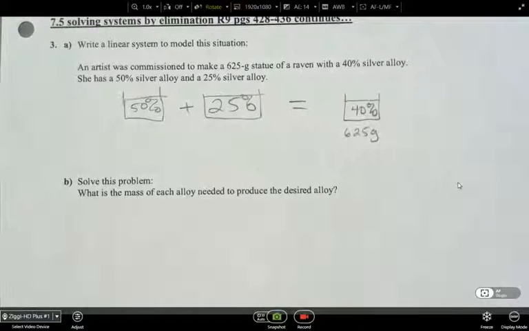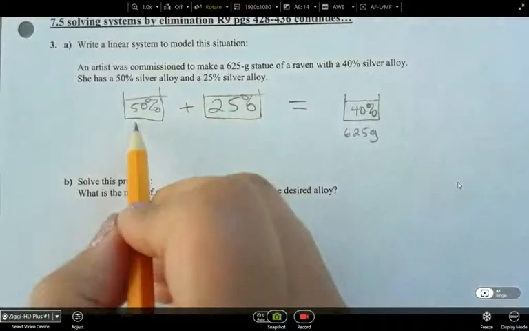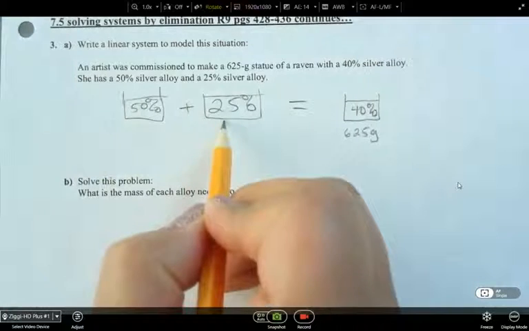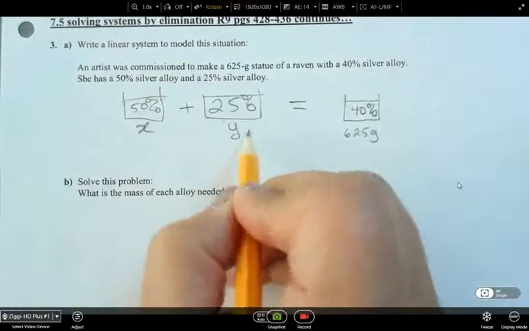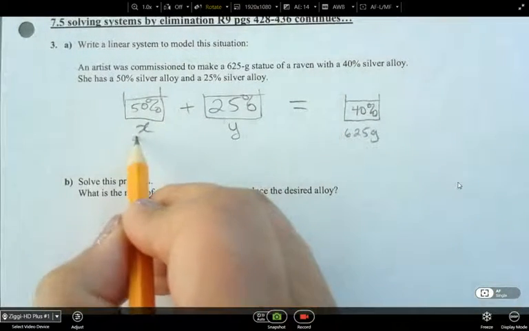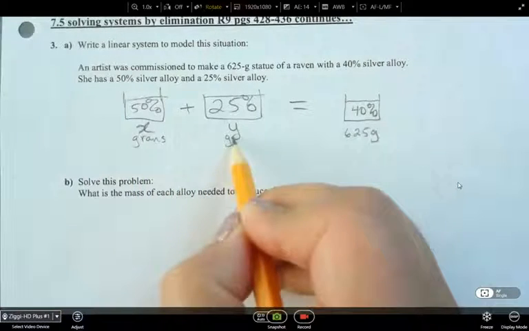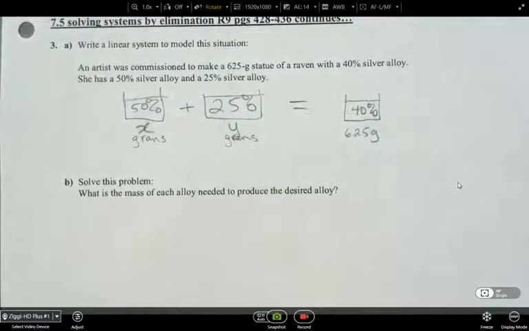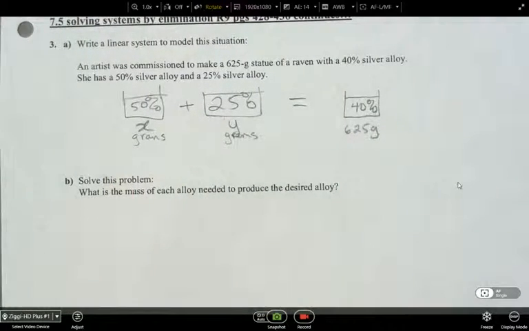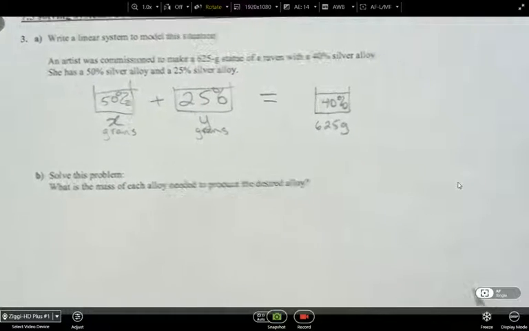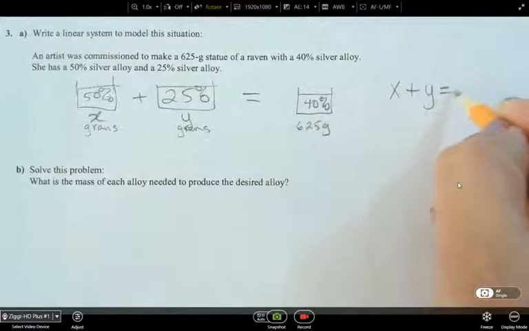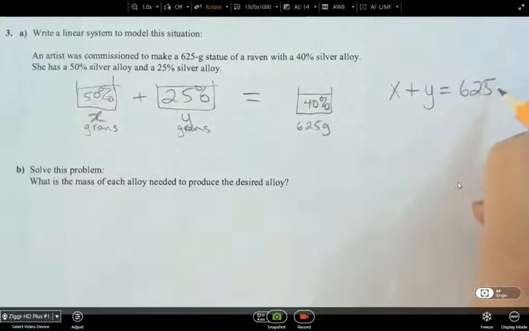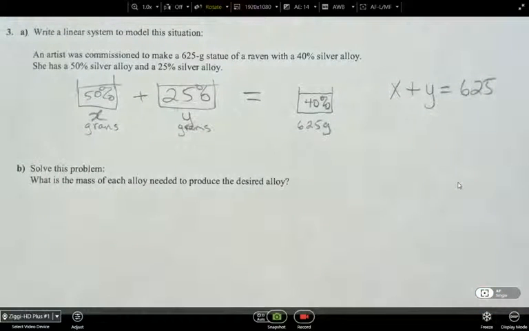Well, I don't know how many grams of each of these I'm going to need. So what can I call that? I can call this x and I could call that y. So this is grams of each alloy. Okay? Can you see one equation that we could come up with for the number of grams that we have? So we could have x grams plus y grams equals 625 grams. So that's how much total mass we have.